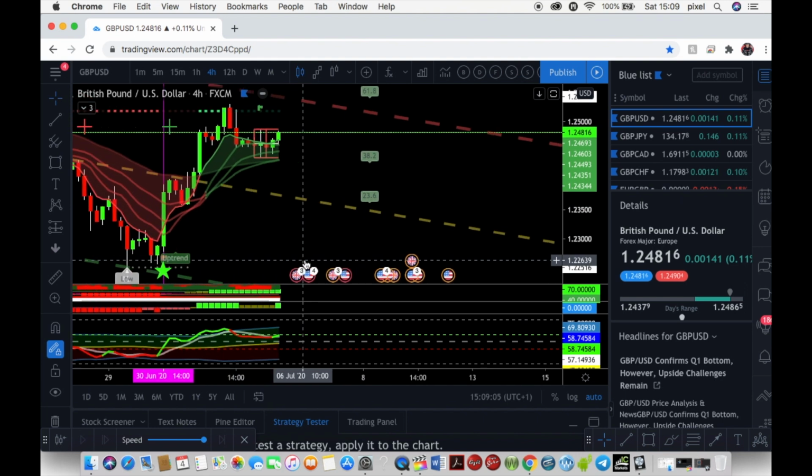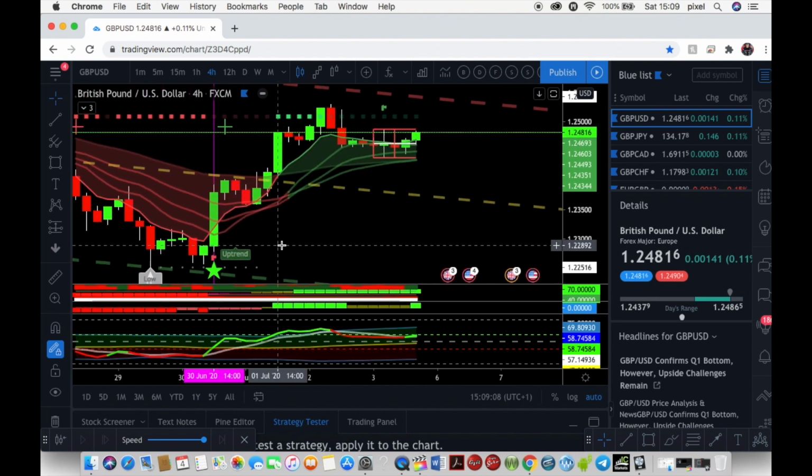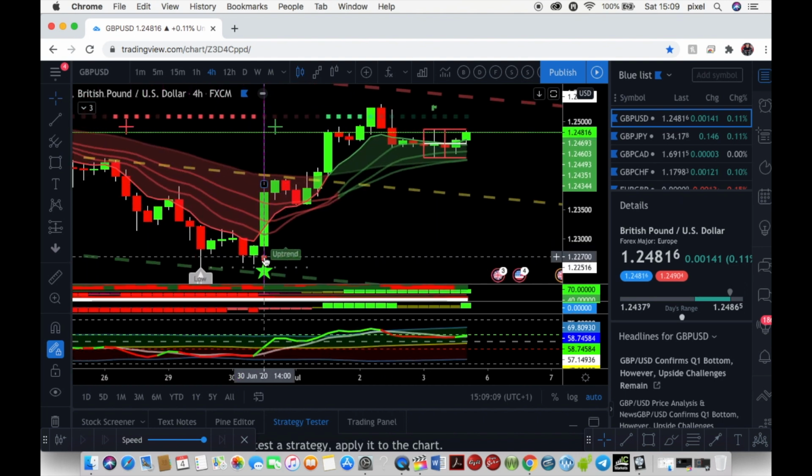So what I'll do is, lucky enough, Pip Hunter has flags to give me warnings that something's about to happen. Obviously here, a red flag meaning a bullish move is about to happen. So I put a vertical line here when the flag appeared, but what you can do is set alerts for these flags as well on this time frame, which is a 4-hour.